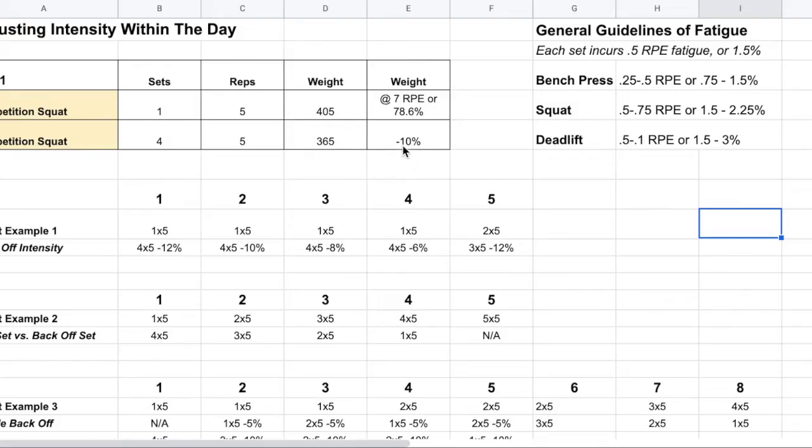So I mentioned before that we can actually calculate exactly how much we are fatiguing, so that we can put more thought and specifics into exactly why we chose this 10% back off. There should be meaning behind it versus just some arbitrary number. So these are very general guidelines. This is by no means something to say this is exactly what you should go by, but just from experience, this is kind of what I've seen, and it gives an idea of what's happening as we do sets.